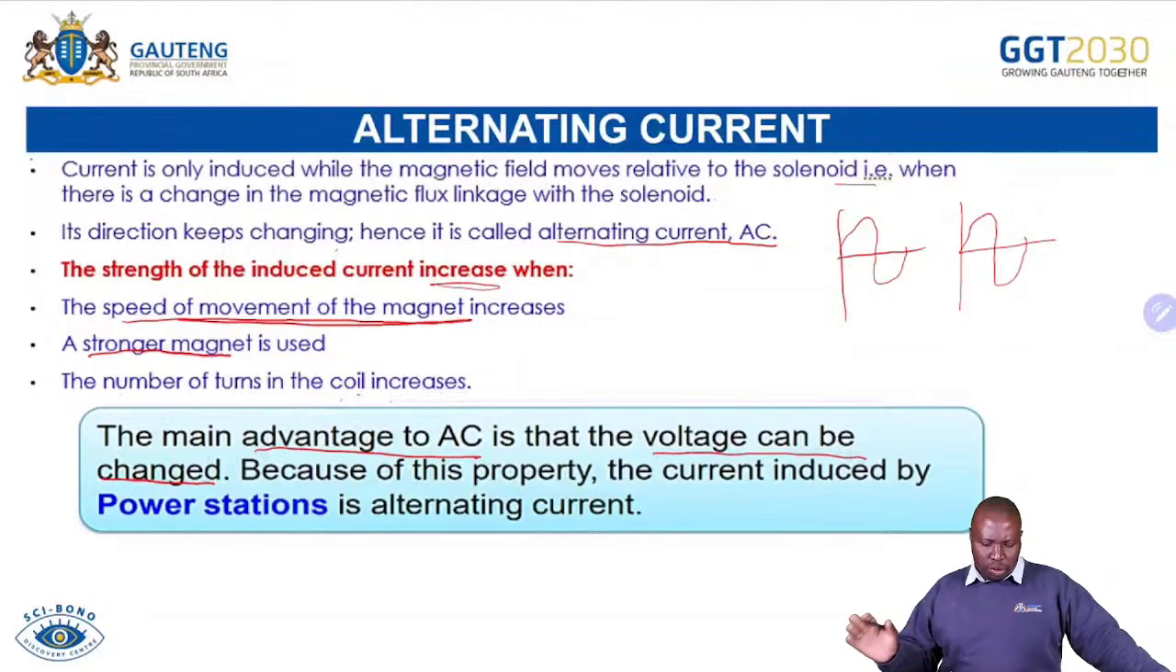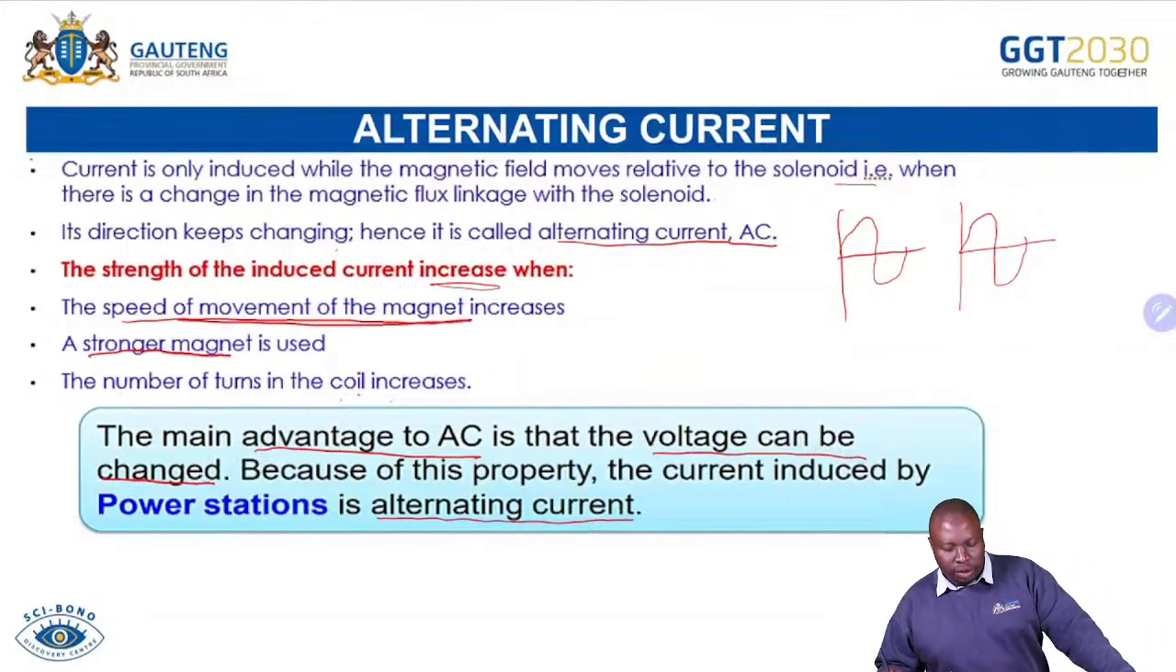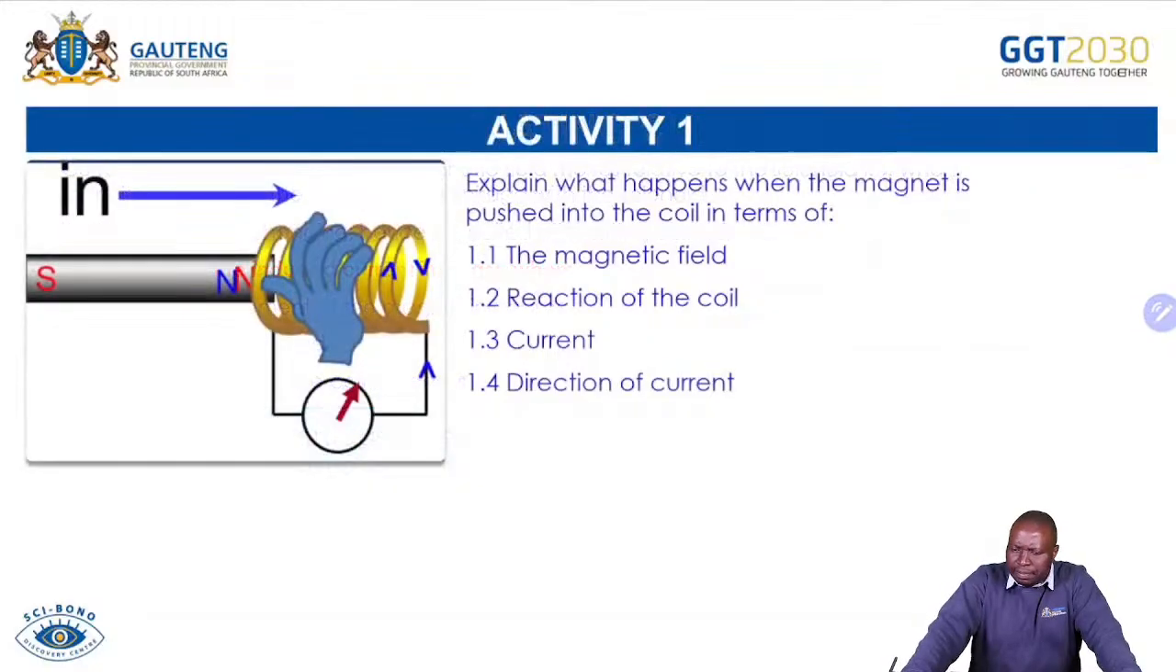It can be stepped up or stepped down, because this property, the current induced by a power station, is alternating current. So from the power station, we're using alternating current.